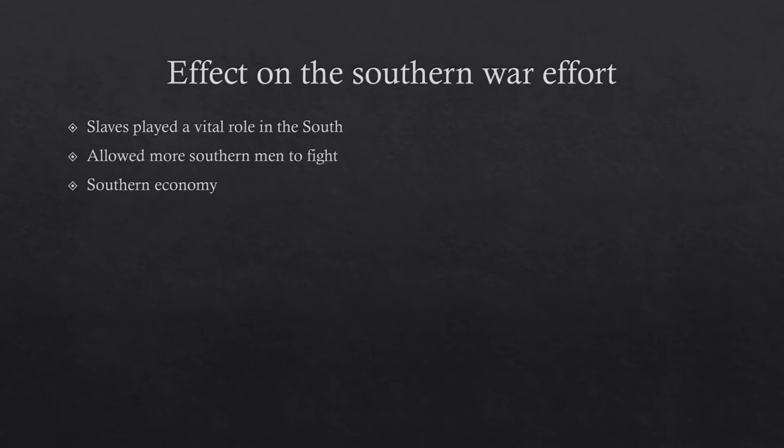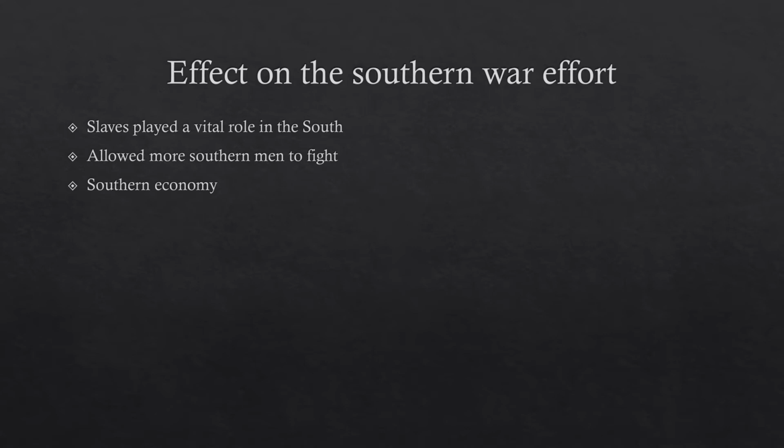The first way the Emancipation Proclamation aided the Northern war effort was by directly hurting the Southern war effort. Slaves played a vital role in the South, making up about 32% of the Southern population according to the 1860 census. What this meant was the Southern Army had a very large labor force to draw upon, and they did so using impressment, which is essentially forced recruitment.